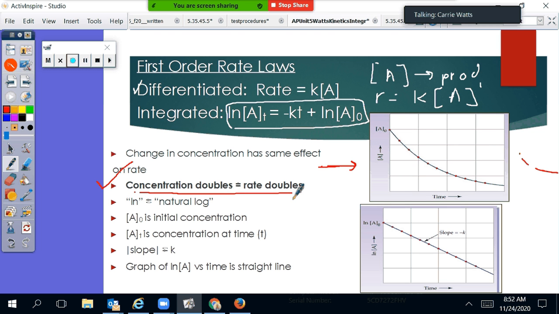Your goal is to make a straight line. You take the natural log of both sides and reorganize it, where A naught is the initial concentration. A T, again, is the concentration at point T. The slope is actually K, the absolute value. You can graph the natural log of A and time, and you get a straight line. You don't get a straight line like with the zero order, just using concentration and time. But if you take the natural log of A, you will get the straight line.